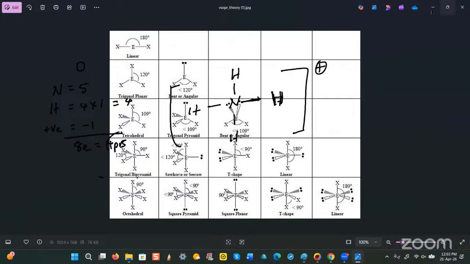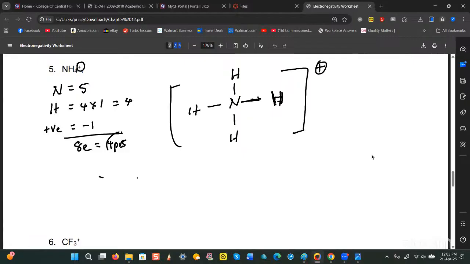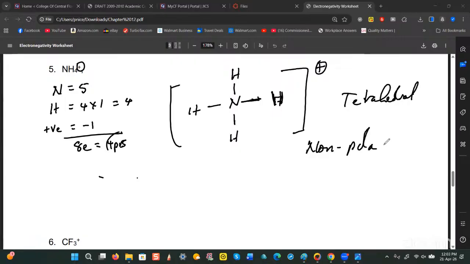Tetrahedral is indeed correct. So therefore, tetrahedral is the geometry. And the next question is the polarity. Would you expect this molecule to be polar or non-polar? Non-polar would be correct. So non-polar would be the polarity. All right, and that's it for that one.